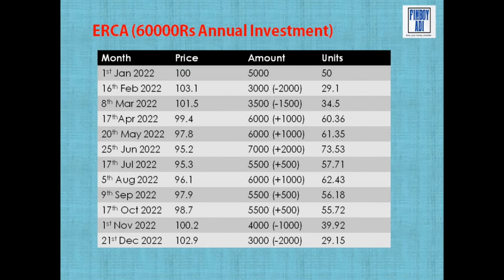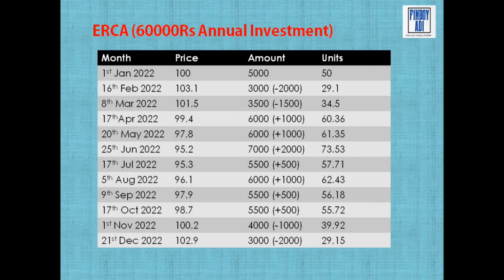I am taking the same 60,000 as the annual investment, and you can see I am investing each month, but the amount is not constant. It can go up, it can go down. As I mentioned, when the market goes up you invest less, when the market goes down you invest more. So let's say I first started on 1st January, that is 5,000, that's okay. In the 1st February I didn't invest. On the 16th February I see the market is going up, so I thought, okay, this month I have to invest, and I just invest 3,000. I didn't invest 5,000 because the market is going up.